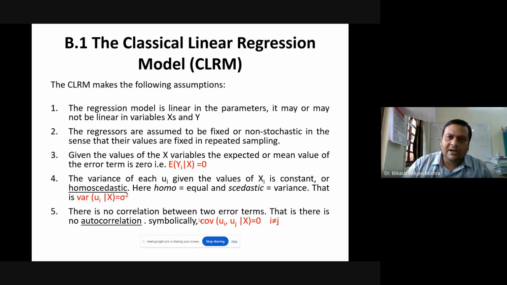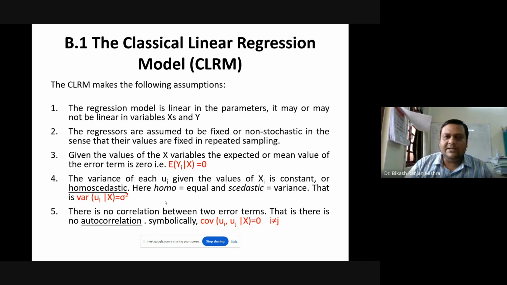So the condition is that the previous values of the error term should not be interrelated with the current values of the error term. That means if in 2019 there is an error term, then that error term should not be interrelated with its previous value. Accordingly, the previous value of the error term should not be interrelated with its further previous value, and so on. That correlation is known as autocorrelation.